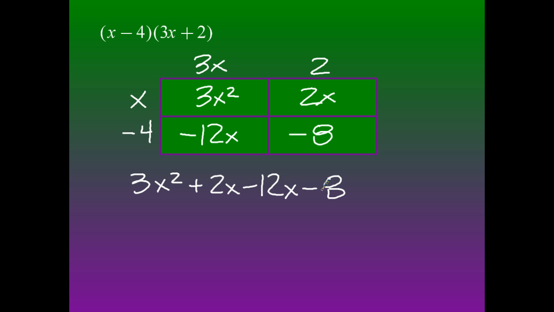And now I can simplify. These two terms are the same. They have the same degree. So I can combine those. So I'm going to get 3x squared minus 10x minus 8. And there's my final answer. Okay? That's one method of doing it.